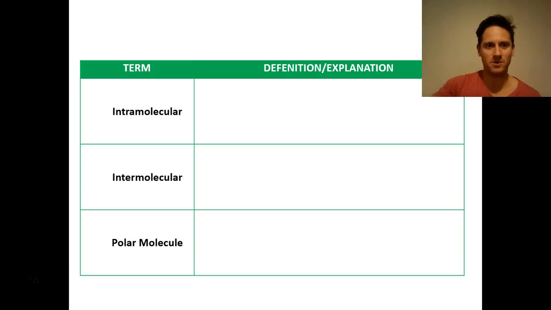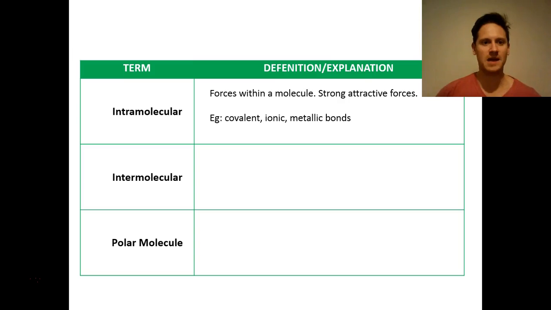So a few terms that we're looking at: intramolecular, intermolecular, and a polar molecule. We'll start with intramolecular. Intramolecular forces are forces within a molecule, and these are strong attractive forces. Examples of these include covalent forces, ionic forces, metallic forces, and we know those as covalent, ionic, and metallic bonds.